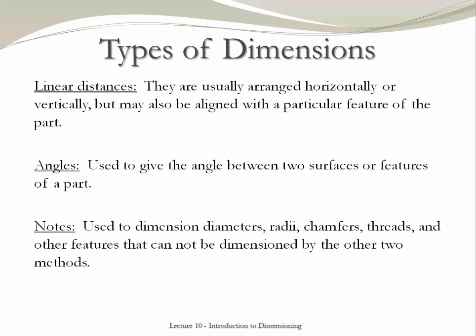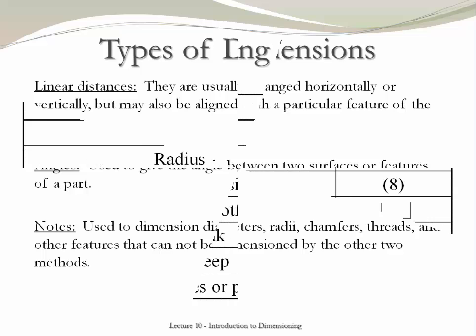These are some of the types of dimensions that you could use in a technical drawing. They could be linear distances, which can be horizontal, vertical, or aligned to a particular feature in the object. It could also be angles, to provide an angle between two lines or surfaces in a feature. In addition, a technical drawing can also have notes, which provide additional details about a feature.